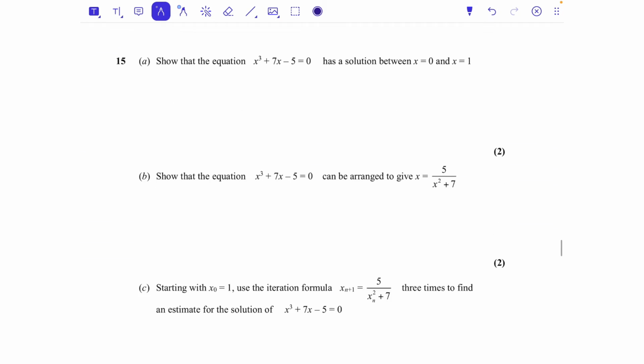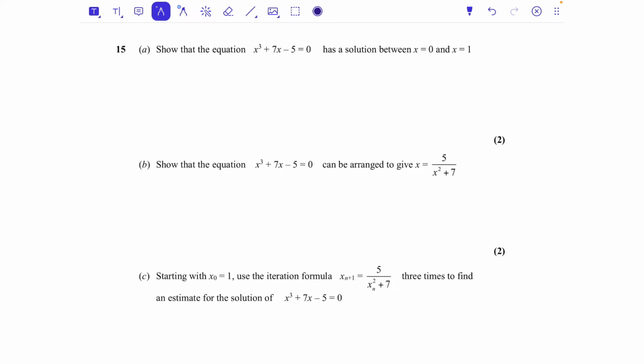And then part 15, show the equation x cubed add 7x minus 5 equals 0 has a solution between 0 and 1. So if it has a solution between 0 and 1, we know on a graph a solution is when it goes through the x-axis. So we're looking for it to equal 0. But I know that if there is a solution between 0 and 1, then at 0 the answer needs to be too low, and at 1 the answer needs to be too big.